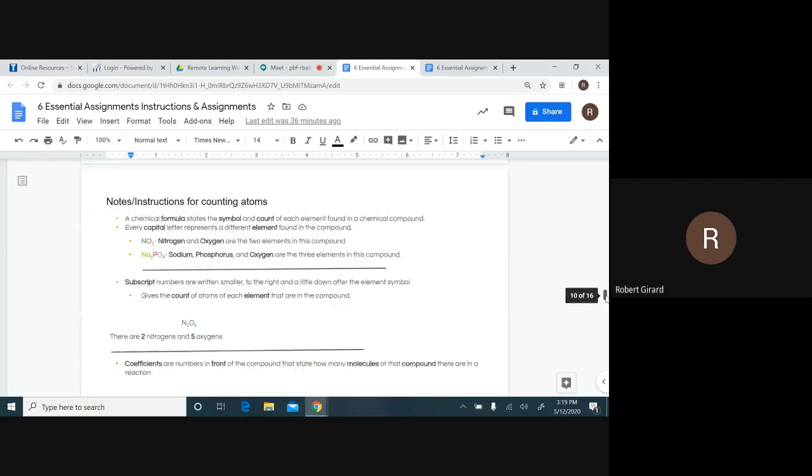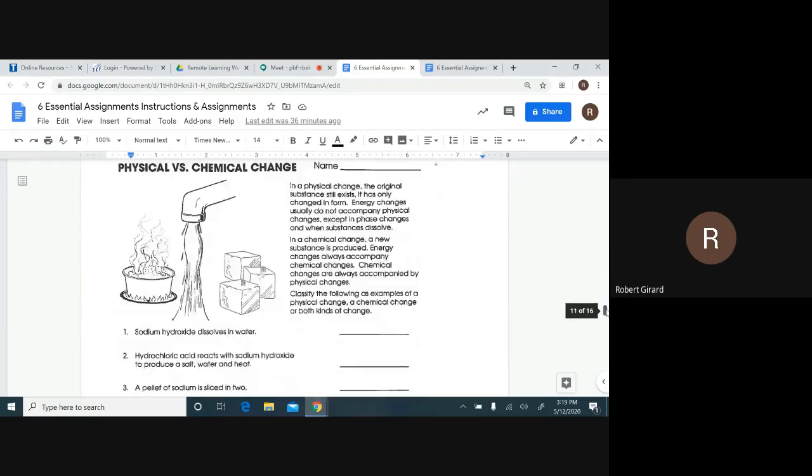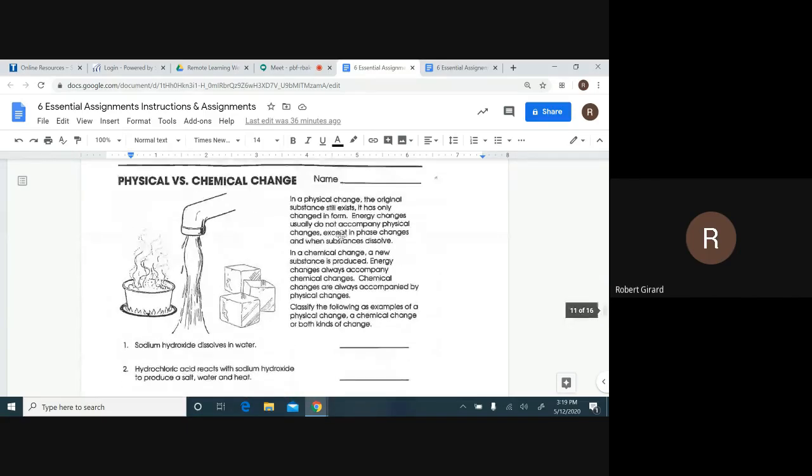The fourth assignment is physical and chemical changes. There's instructions here and also a description of a physical change versus a chemical change. In physical changes, you're just changing the physical appearance of the substance, or if you're mixing, the substances are staying the same. You still have the same substance. When ice melts, it is still the same substance. It's water, it just changed phase.